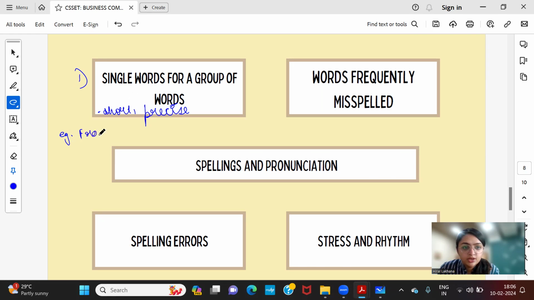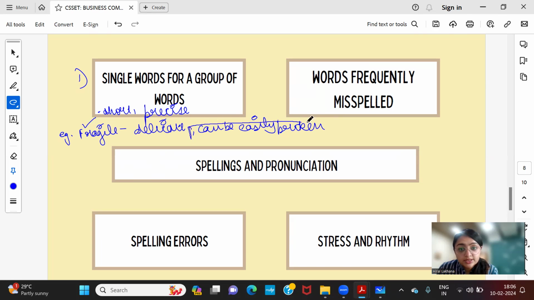So there we can use the word fragile. Fragile is something that is delicate or can be easily broken. So here, instead of saying this item can be easily broken, we will just say this item is fragile. So for this entire group of words, we have used just a single word. This will help in keeping our conversation to the point.